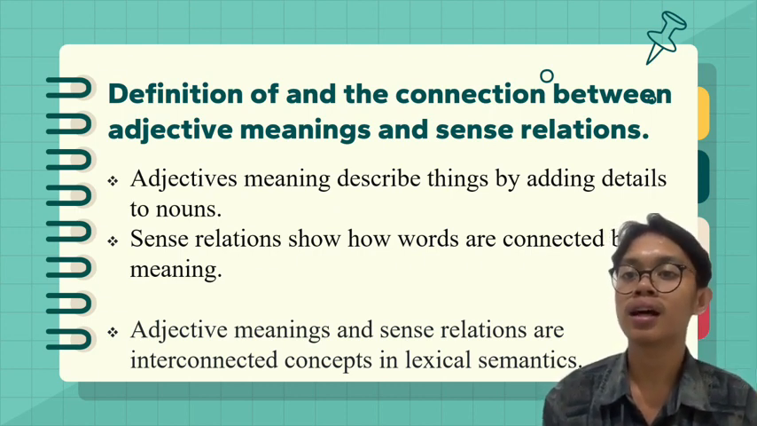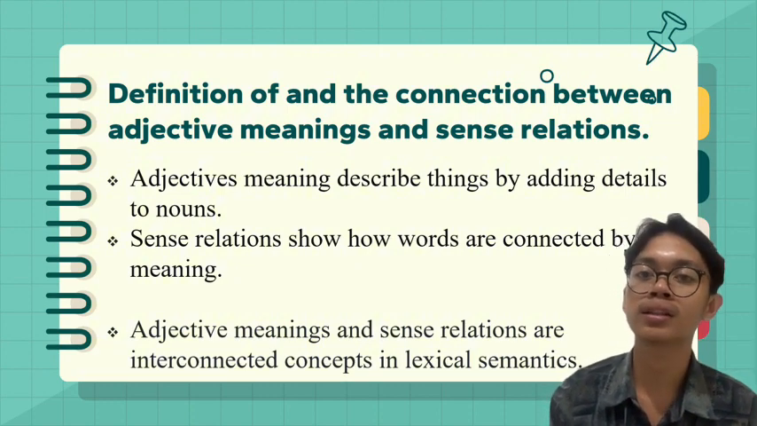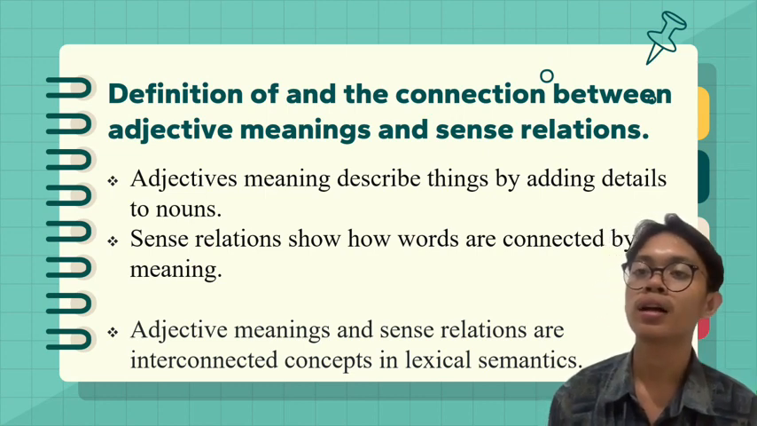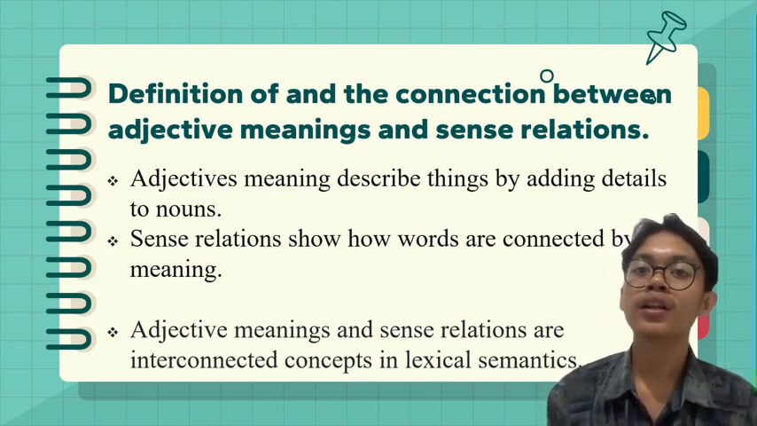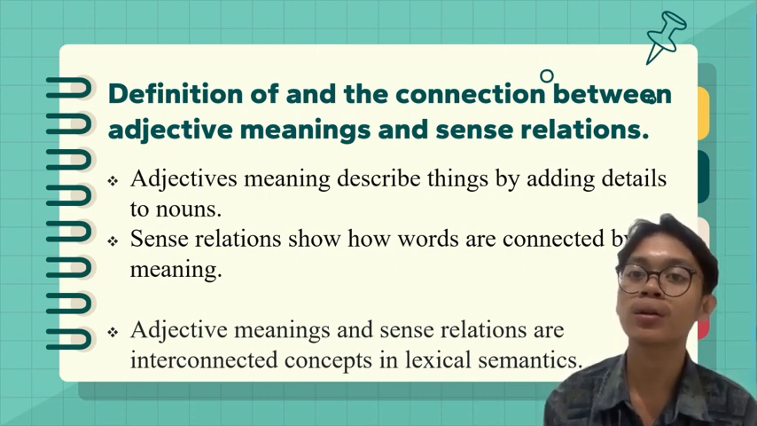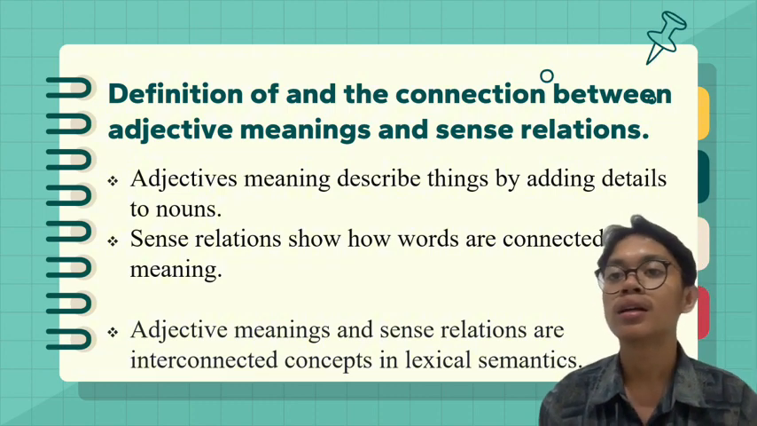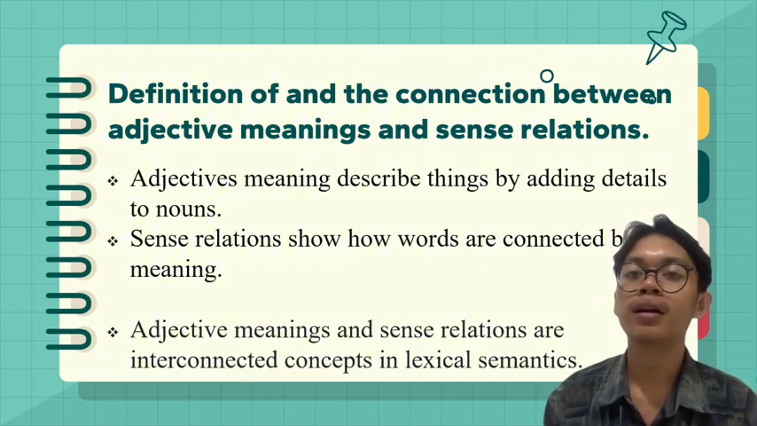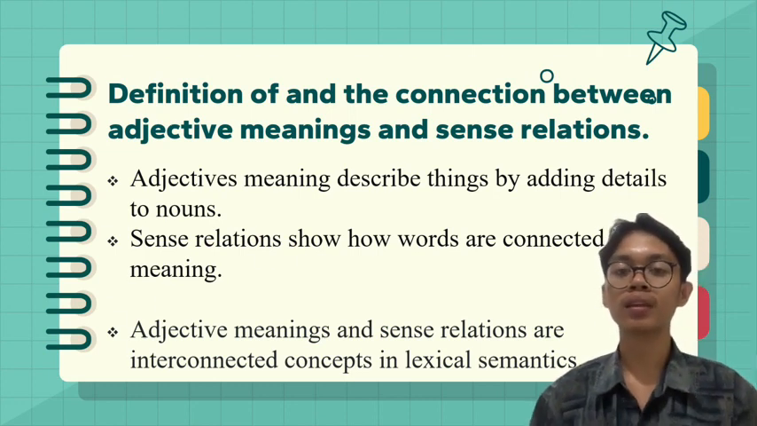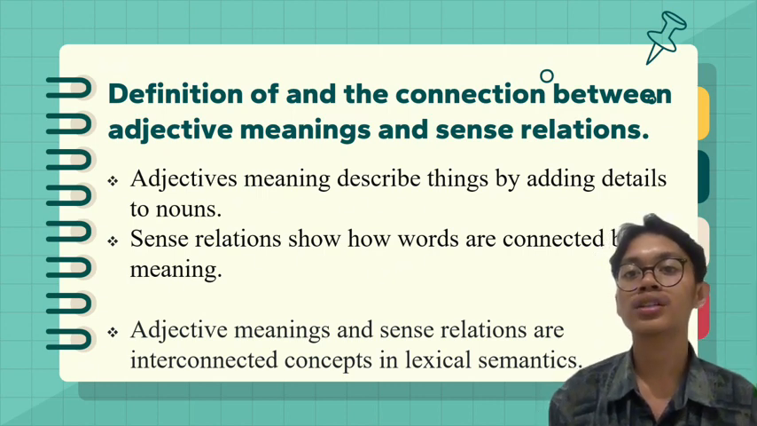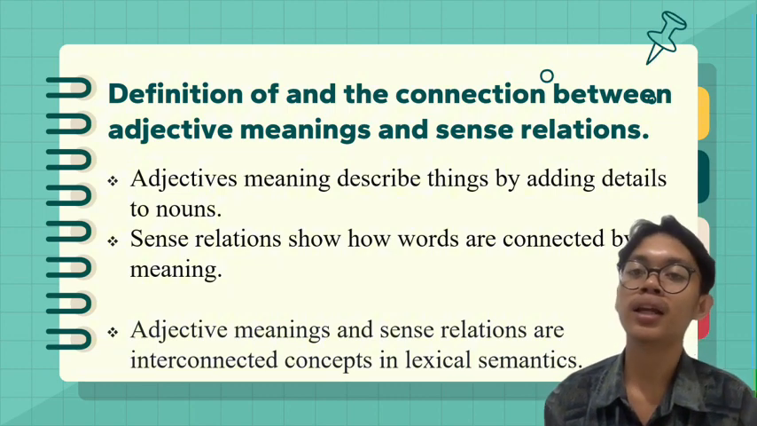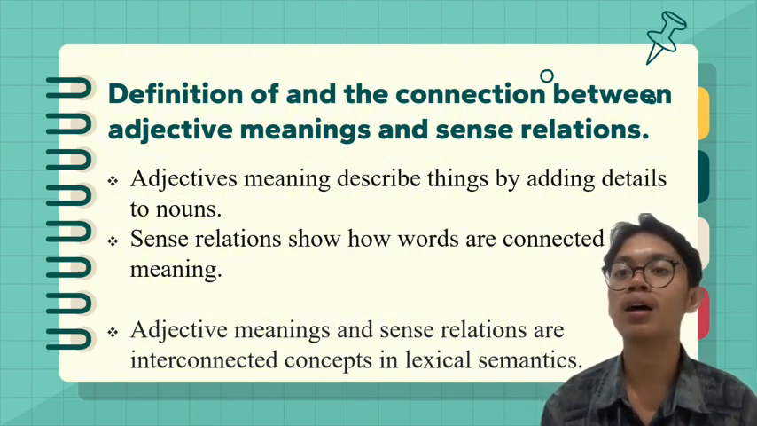Descriptive ones tell us how something looks or feels, like beautiful for a flower or large for a house. Evaluative adjectives express opinions, like saying food is delicious or a movie is terrible. And relative adjectives compare things, such as saying someone is taller than someone else. And sense relations are all about how words are connected by meaning. It helps us understand how words fit together.